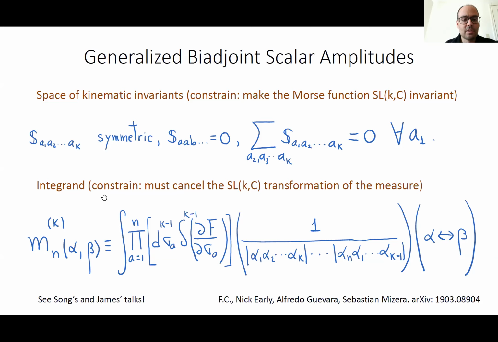Now, the integrand, in order to generalize the bi-adjoint scalar amplitudes, is nothing more but the natural generalization. We take two orderings alpha and beta, and we multiply the two corresponding Parke-Taylor factors with an integral over the moduli space subject to the condition of localizing to the critical points of the Morse function.